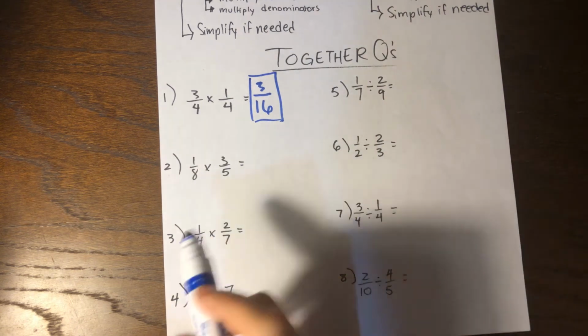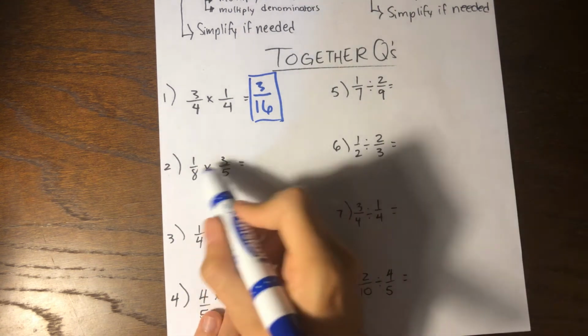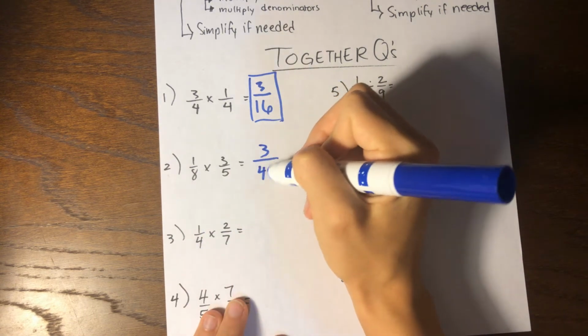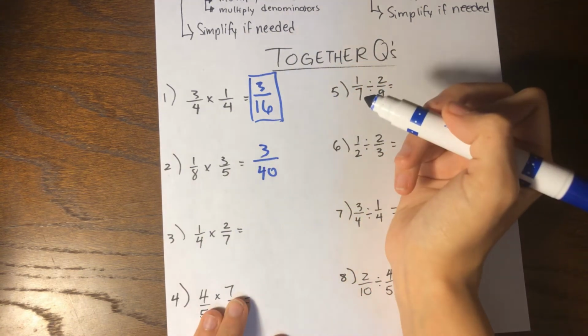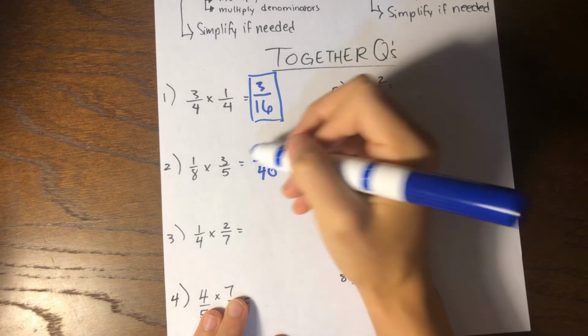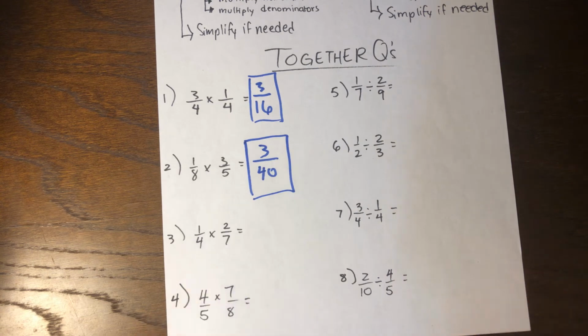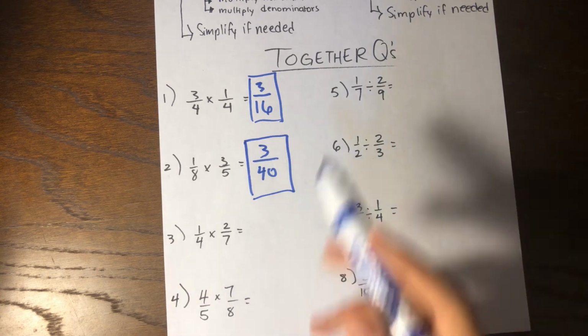Okay, so we're multiplying straight across and then seeing if we need to simplify. 1 times 3 is 3. 8 times 5 is 40. Look to see if we can simplify, and here we can't. Okay, 3 is not a perfect factor of 40 or of 16.